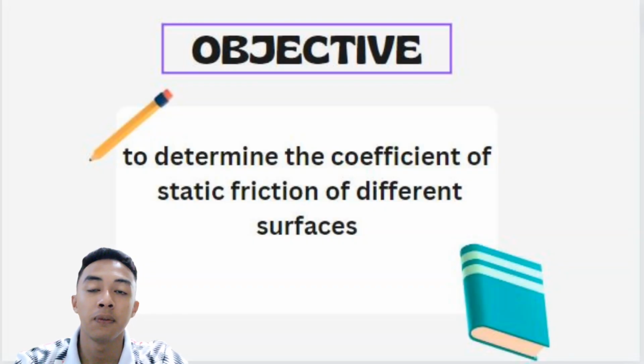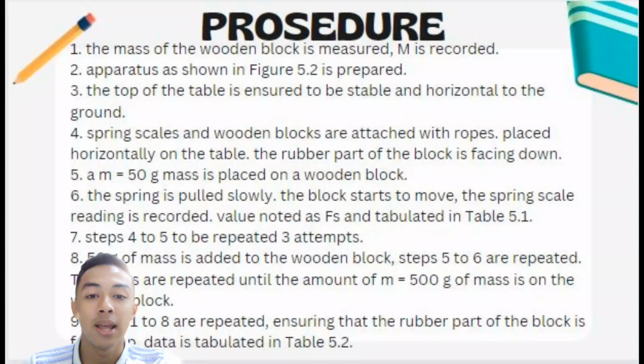Thus, the objective for the experiment is to determine the coefficient of static friction of different surfaces. The procedure for this experiment is: first, the mass of the wooden block is measured and recorded. Second, the apparatus as shown in Figure 5.2 is prepared. Third, the top of the table is ensured to be stable and horizontal to the ground.